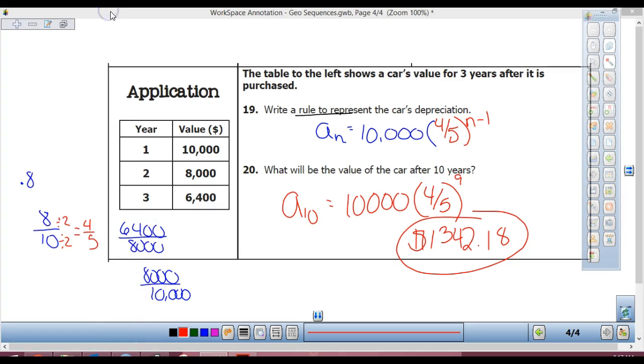All right, so is it bad? No, I almost like geometric sequences better than arithmetic. I think they're a little bit easier.